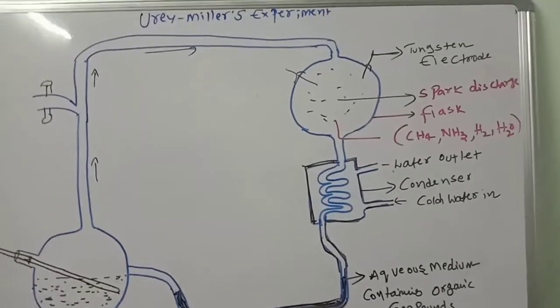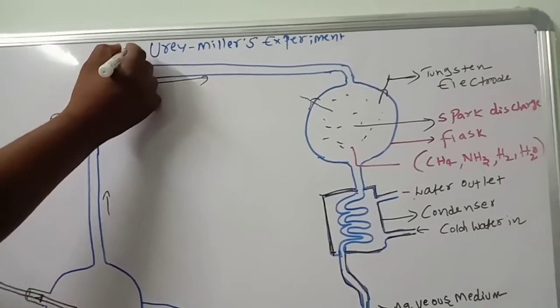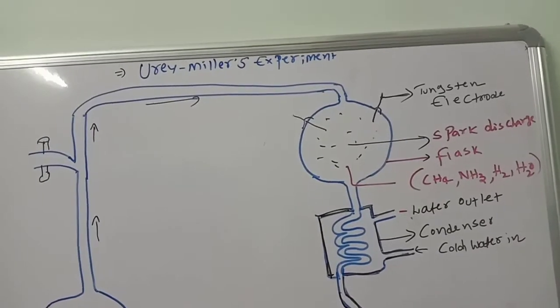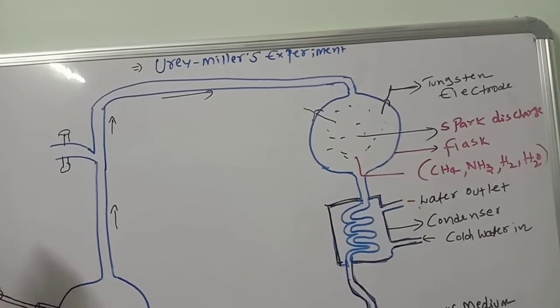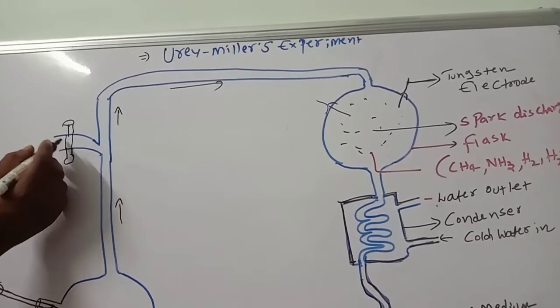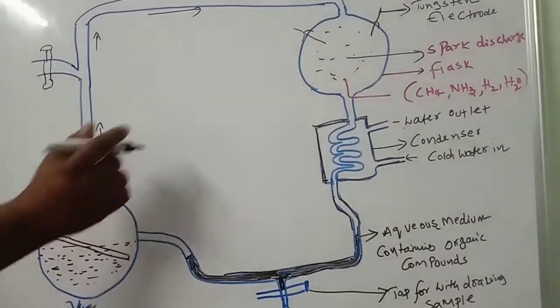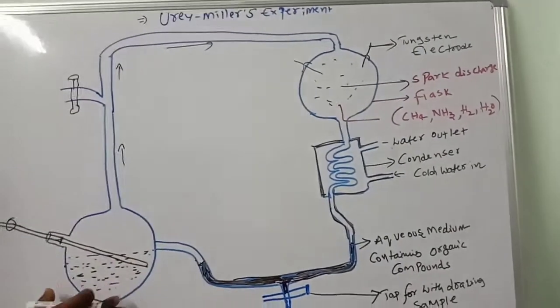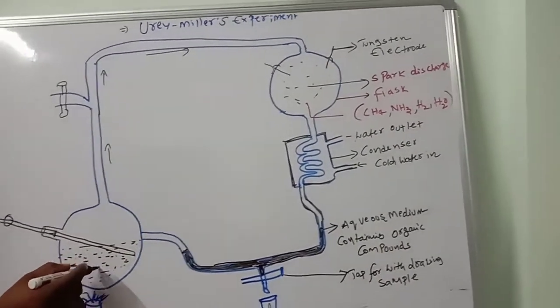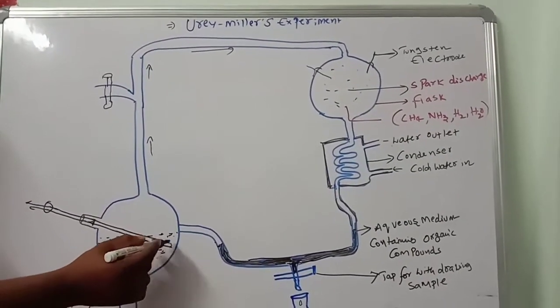Good morning, children. The next content is Urey Miller's experiment in the picture diagrammatic view we are going to discuss. So, observe very carefully the picture. It's a small flask, it's a big flask. Now, what he did first, he took the water.